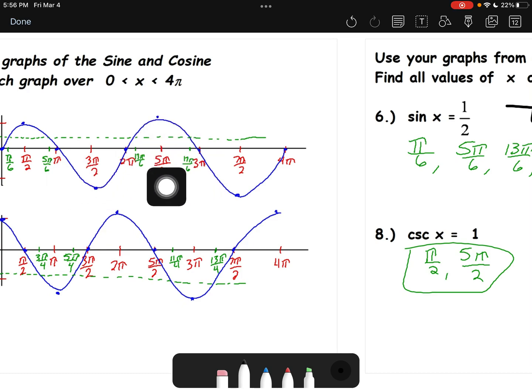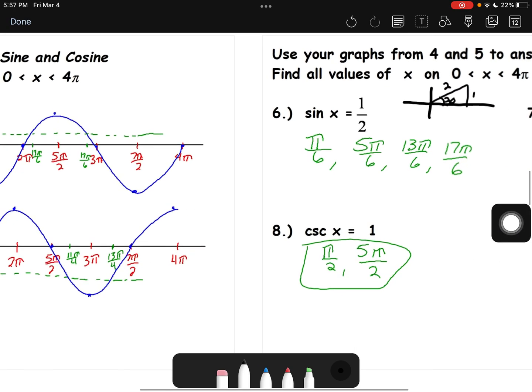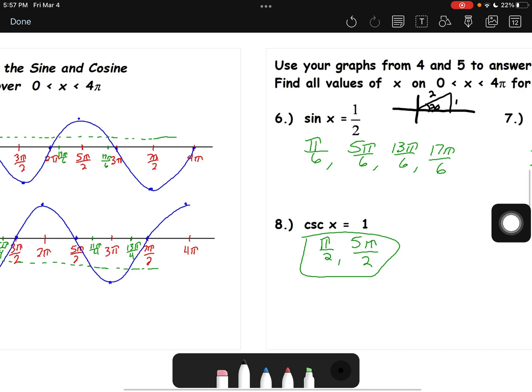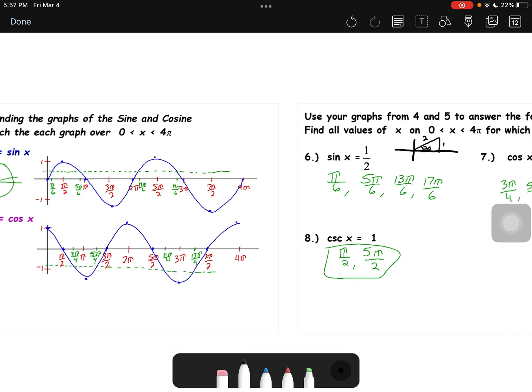Now if we continue on in that trend, once we go past 2 pi, 2 pi would be like 12 pi over 6, and we have to go one more past that, so that would be 13 pi over 6, right? And then 3 pi, thinking over 6, would be like 18 pi over 6. We go back one before that, which would be 17 pi over 6. So those would be our four angles that have a sine value of 1/2.